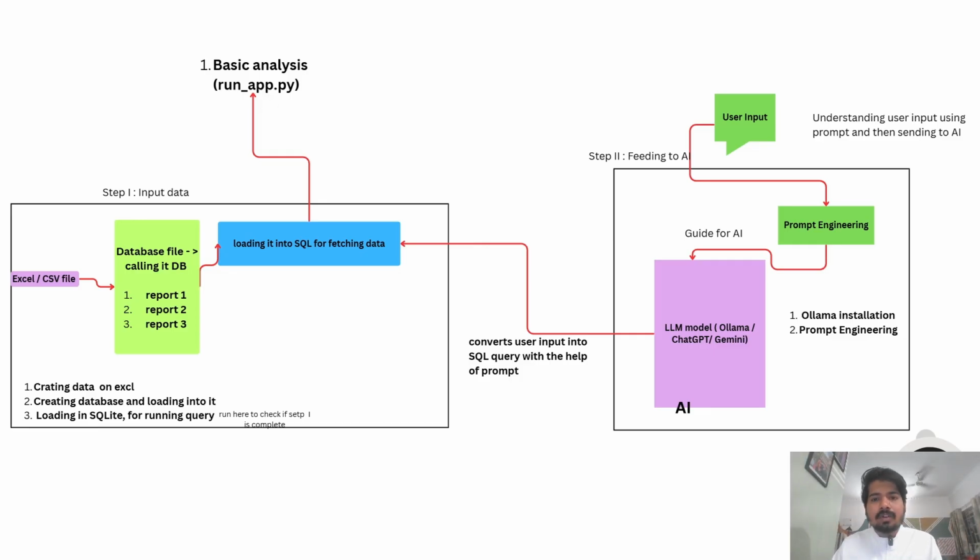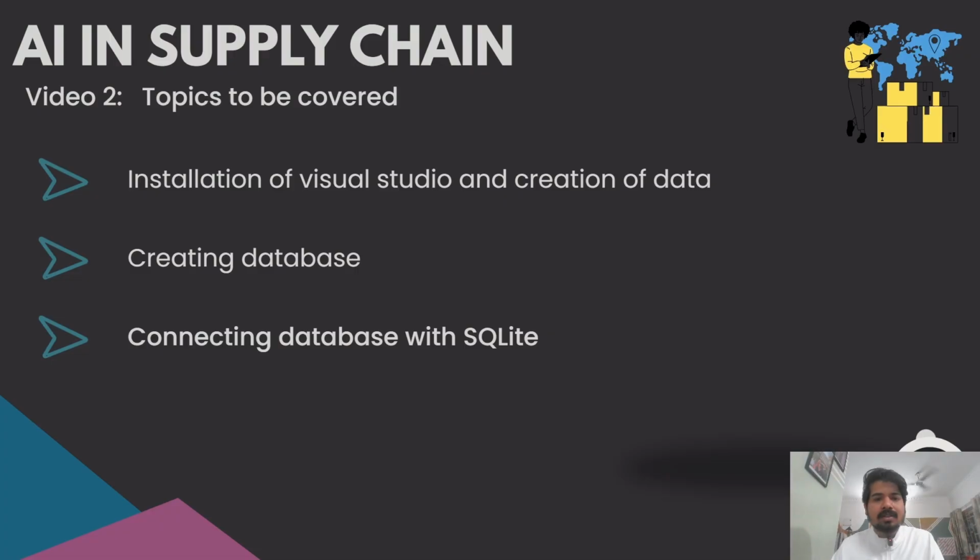In this video, we will focus on three important parameters. The first is the installation of Visual Studio, and we'll create a data for that. Now, using the data which we have already created in the Excel file, we will convert it into a database, and finally connect this database with SQLite. I'll explain everything in detail in this video. So starting with the very first part, that is installation of Visual Studio.